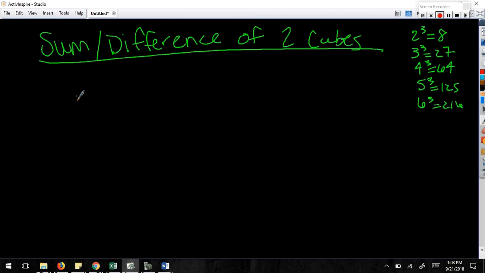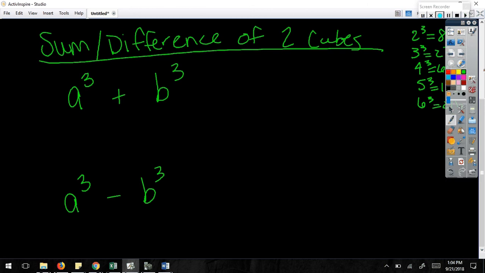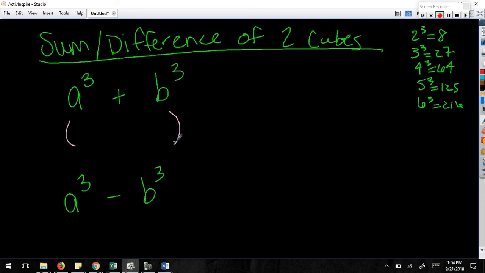So here's how it works. If I have 2 perfect cubes, and I'm going to do a plus, and I'm going to do a minus, because the pattern is exactly the same for both of them. The only thing that changes is the signs change up a little bit. Again, this is a pattern you just have to memorize. I can already hear the whining now before I even put it up. Set yourself up a parenthesis for a binomial and a parenthesis for a trinomial. Binomial means 2 terms, trinomial means 3 terms, okay?